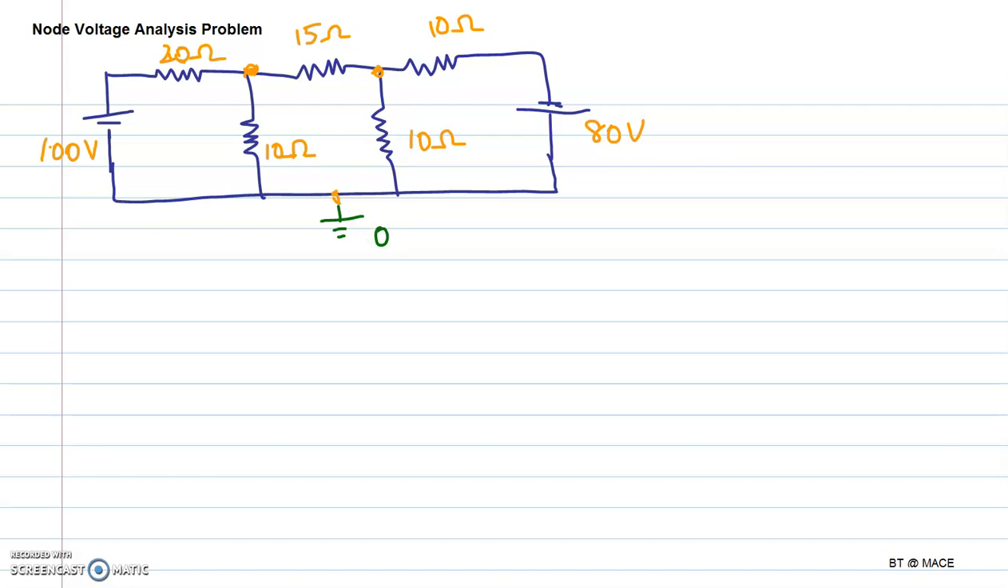Now we have to assign the node voltages. So it is V1 and this is V2. Now the first thing is writing the KCL equation for node 1. The current through the 20 ohm resistance is V1 minus 100, because this is at a plus potential and the magnitude is 100 volt.